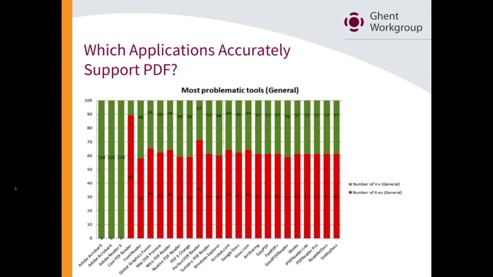So we said, well, wait a second. If that's the case, we should probably test a lot of these things. And we did. We looked at what applications accurately support PDF. You can see green, by the way, is good, red is bad. So you can see what percentage of the various applications are not so good at accurately representing a PDF file.